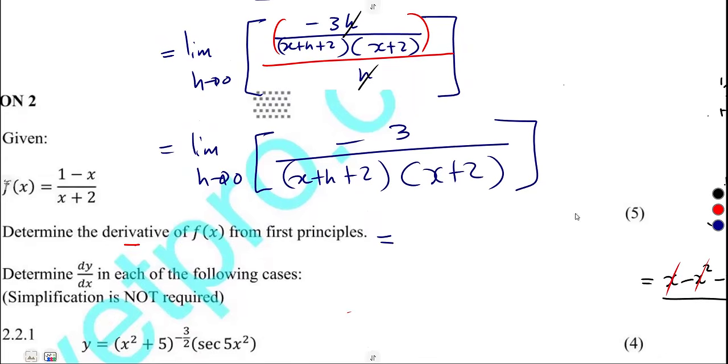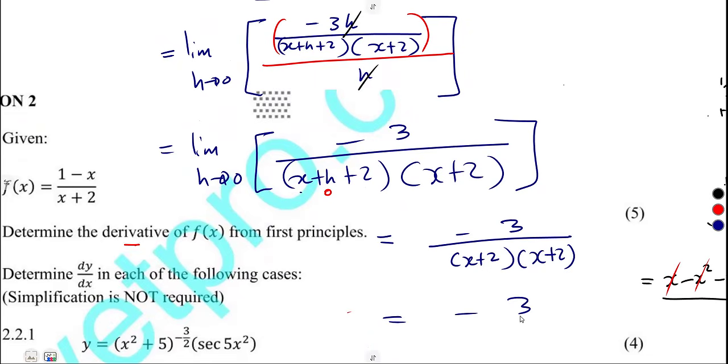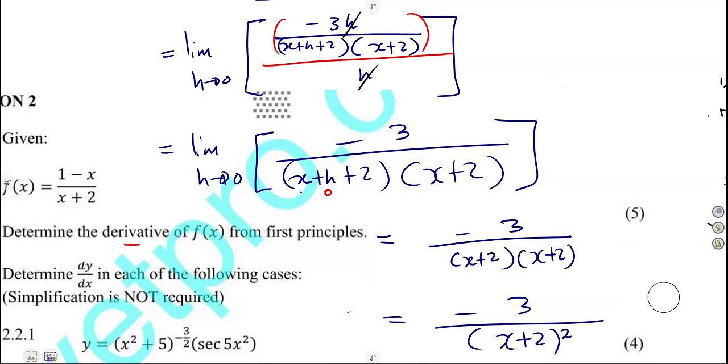So this is going to give us what? As h approaches 0, put a 0 here. So that is going to give us negative 3 over (x plus 2) into (x plus 2). Our h is a 0, remember? So that's simply negative 3 over (x plus 2) into (x plus 2), which simply means (x plus 2) squared. You are considering here 2 brackets. So that's our first derivative with respect to x.